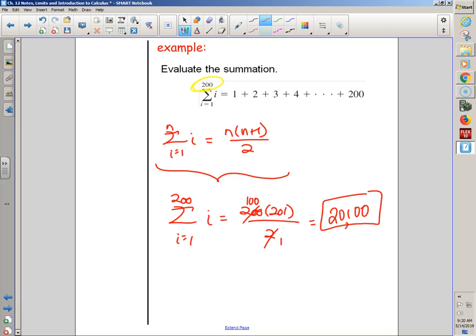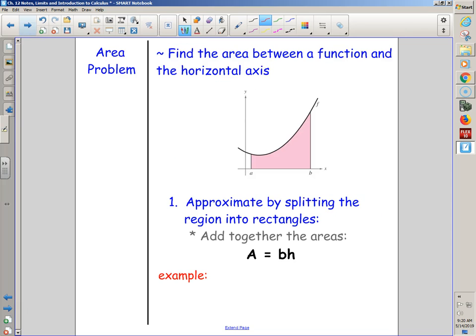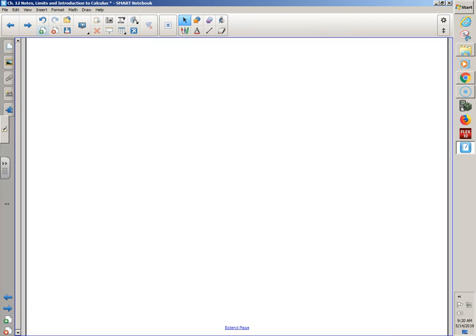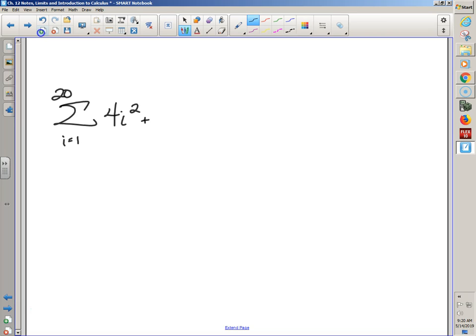However, that was just using the strict formula from the page before. I wonder if they could give us anything nastier. Okay, wait a minute. No, let's not go straight there. Let's do one more example. What if I asked you for the sum from i equals 1 to, I don't know, something like 20, not 200, of 4i squared plus 2?